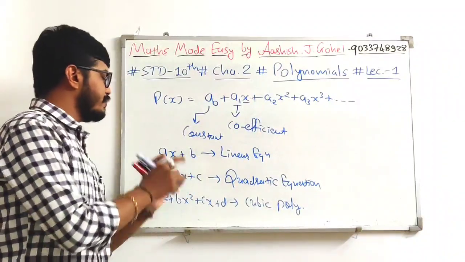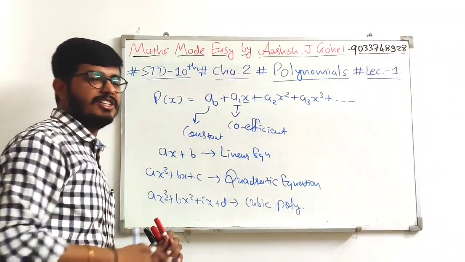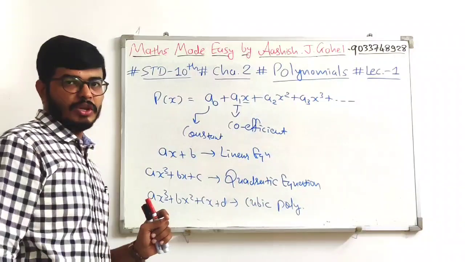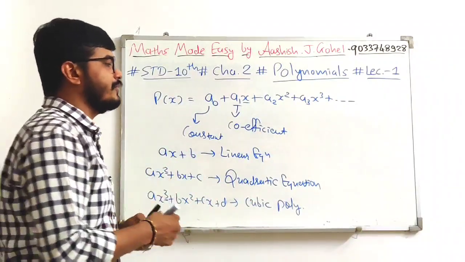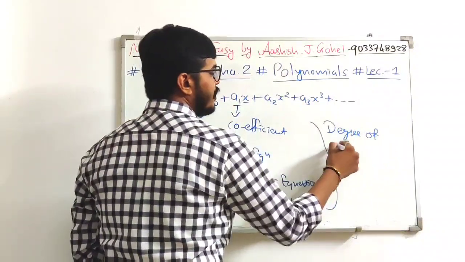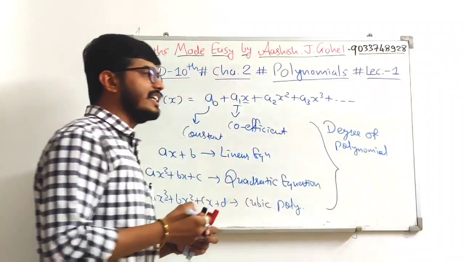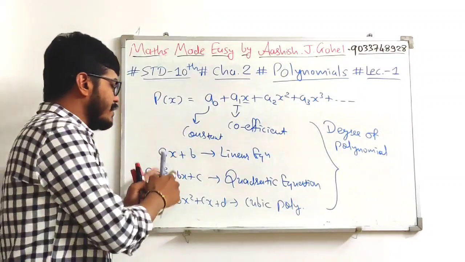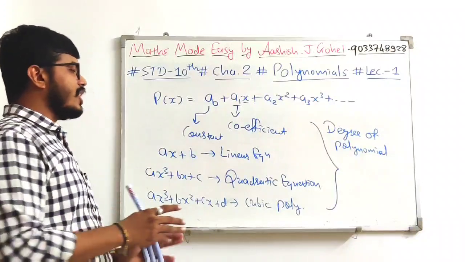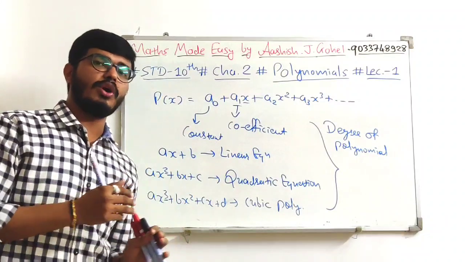So on the basis of the maximum power of the variable, we can decide which type of equation this is: either a linear one, a quadratic one, or a cubic one. And this maximum power of the variable is said to be the degree of the polynomial. So basically, the degree of a polynomial is the maximum power of x in the given equation. We need to talk about linear, quadratic and cubic equations and solve them.